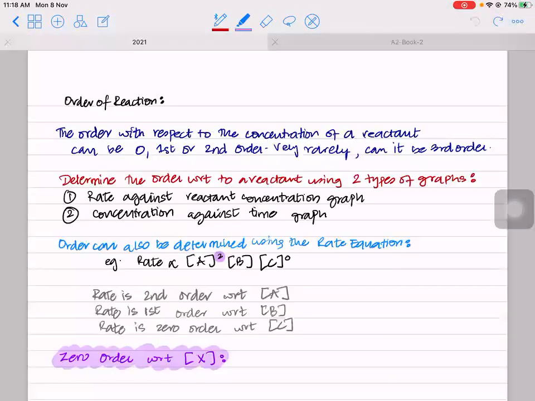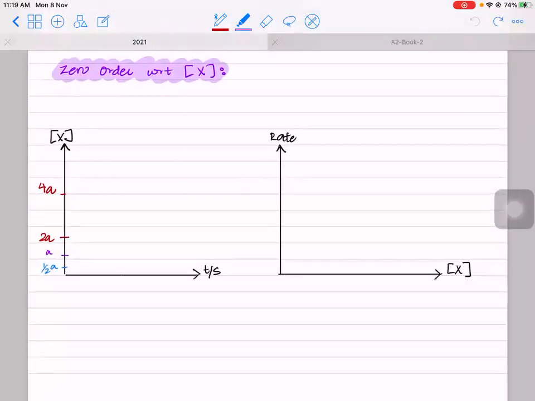Now, I told you that order can also be determined by other methods. That is, you can also determine it by looking at graphs. There are two types of graphs that we can use to determine the order. The first type is rate against concentration, and the second is concentration against time. These are the two types of graphs that we can use to determine the order with respect to a reactant. Now, let's see how we determine the order graphically. All right. Let's see the first one, which is for zero order. For zero order, we will see the two graphs. First graph is concentration against time, and the second graph is rate against concentration.